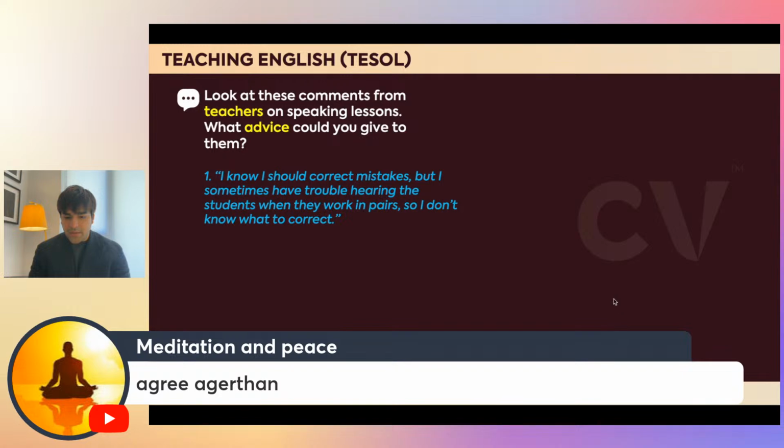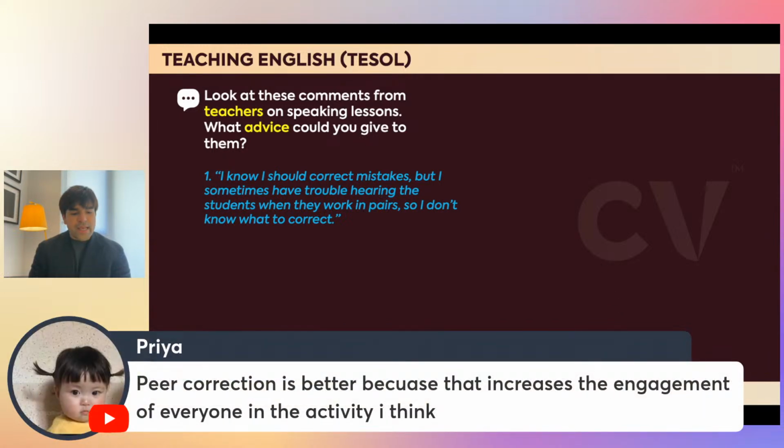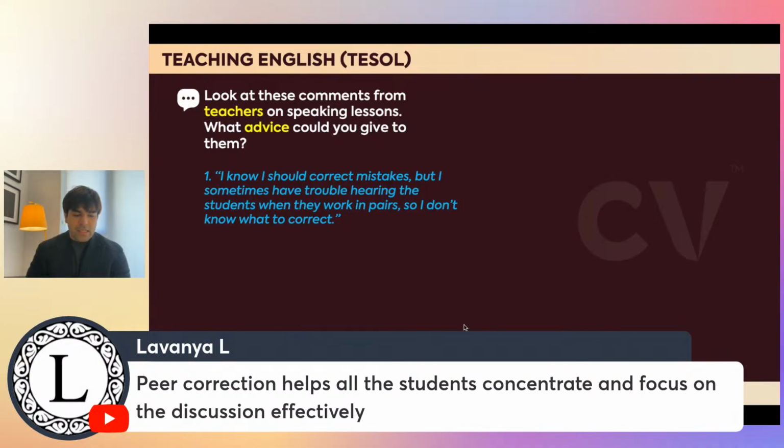Shivanshi agrees with Agarthan. Okay. Priya says peer correction is better because that increases the engagement of everyone in the activity, I think. It is true. Hi, Lavanya. Lavanya says peer correction helps all the students concentrate and focus on the discussion effectively.